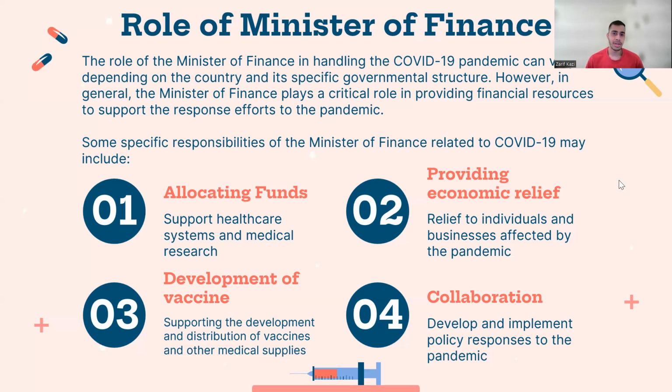Number four is collaboration. Given that it's a global issue, there needs to be a lot of collaboration with the Minister of Finance, not only locally, but internationally as well, in developing policies that can help the global recovery from the pandemic.